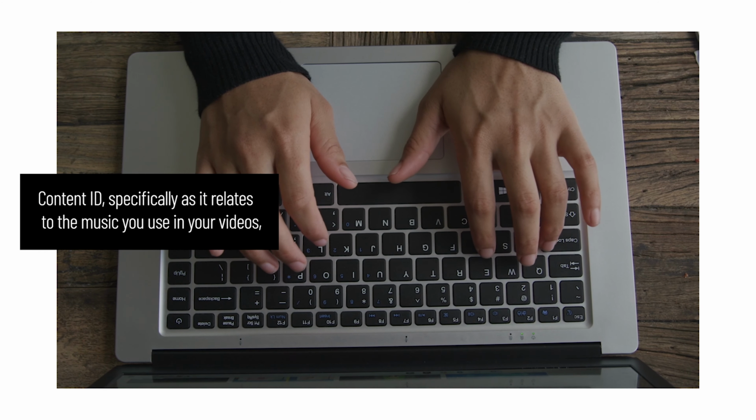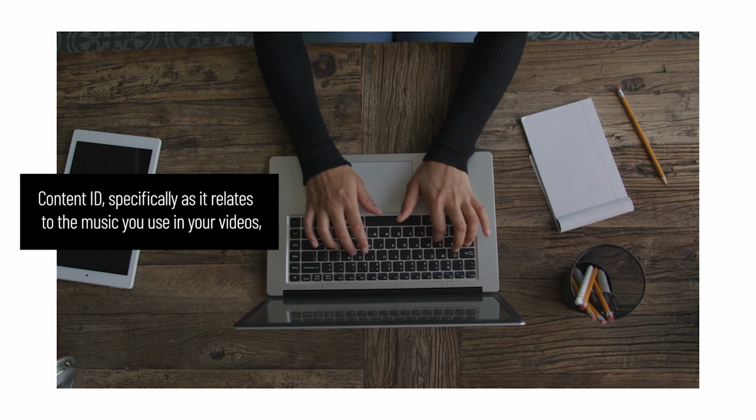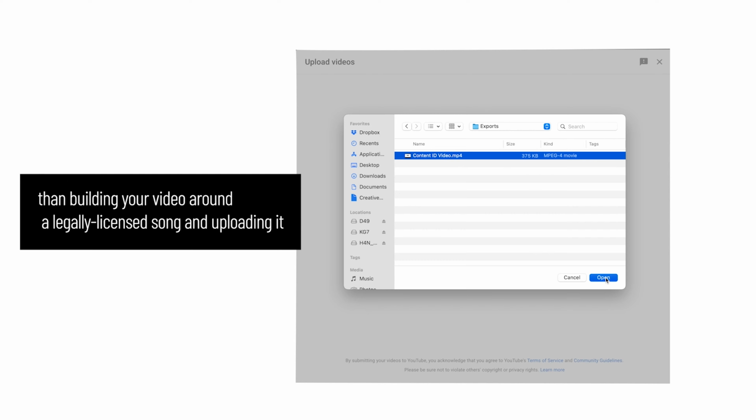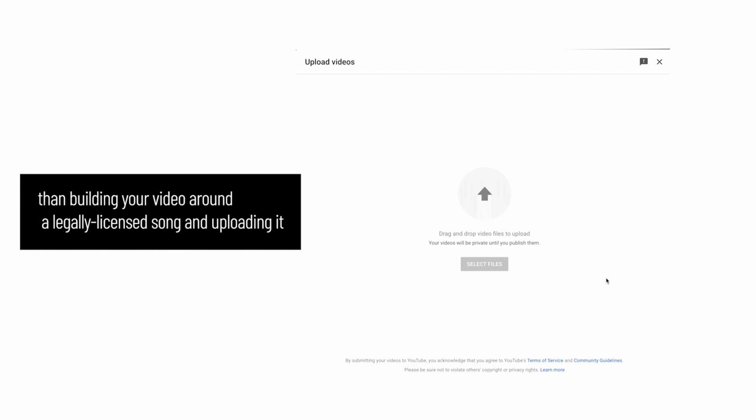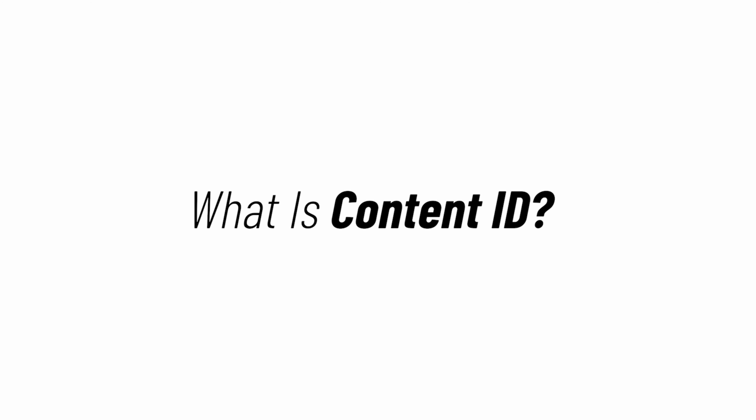Content ID, specifically as it relates to the music you use in your videos, can be one of the trickiest things for today's average filmmaker to navigate. There's nothing more frustrating than building your video around a legally licensed song and uploading it to YouTube only to receive a copyright claim. You, or worse, your client, are now unable to monetize the video, and that can be a big deal. What is Content ID?